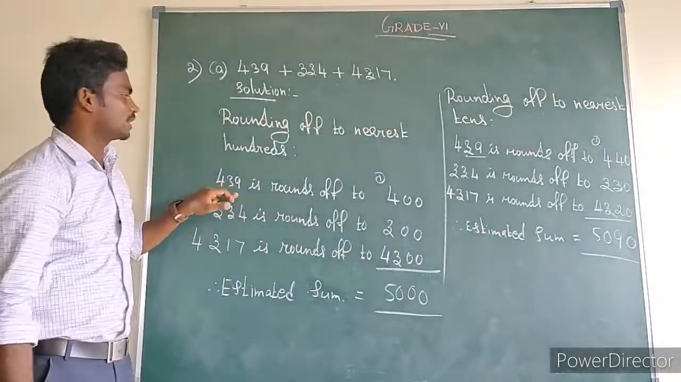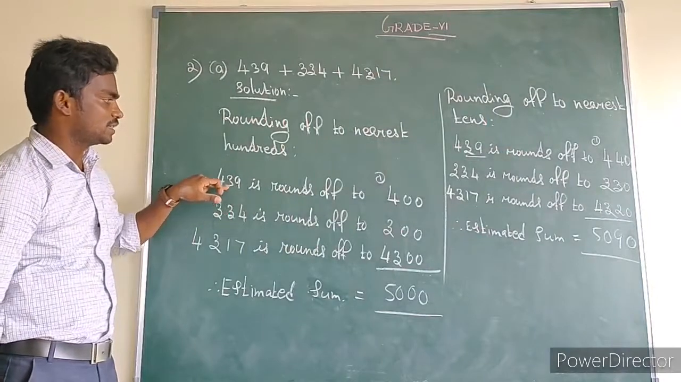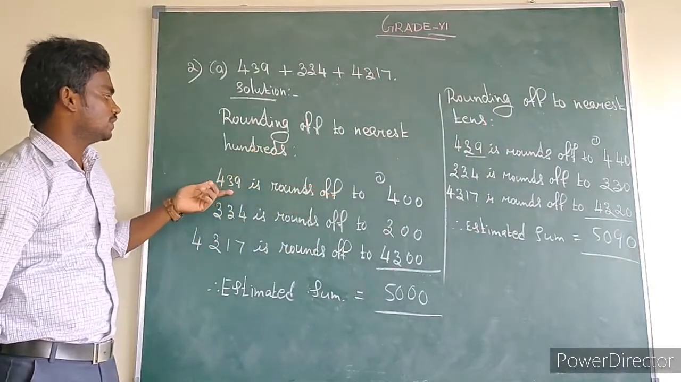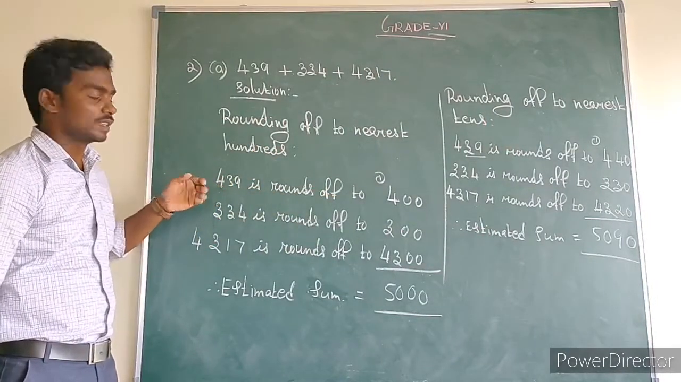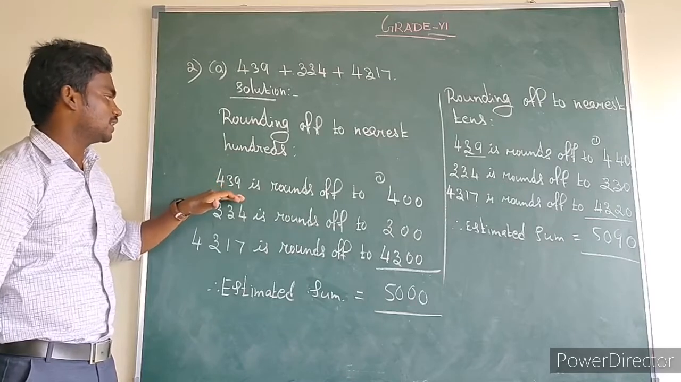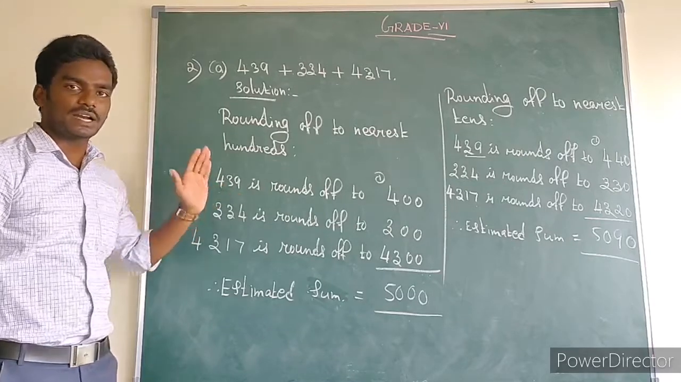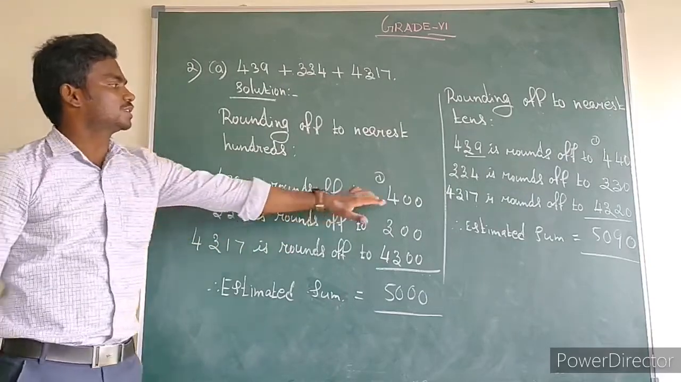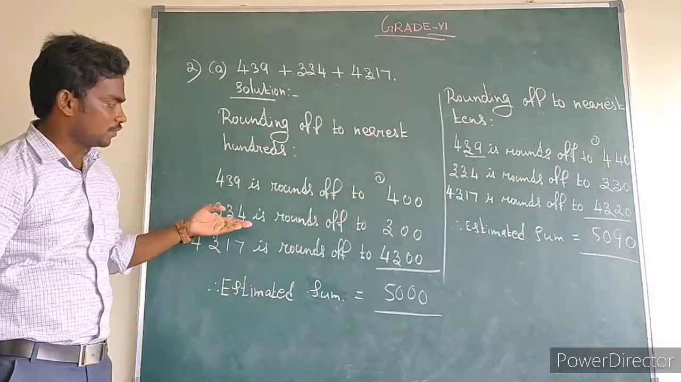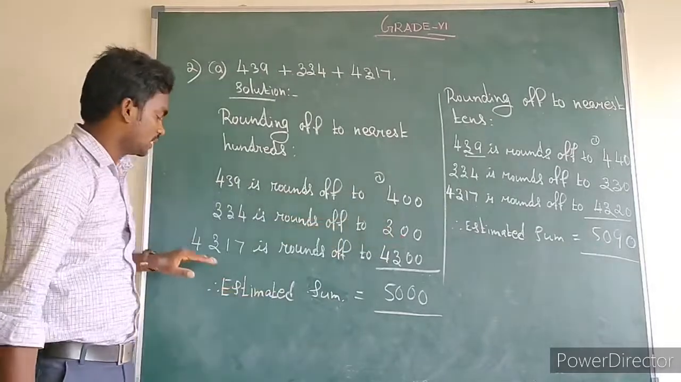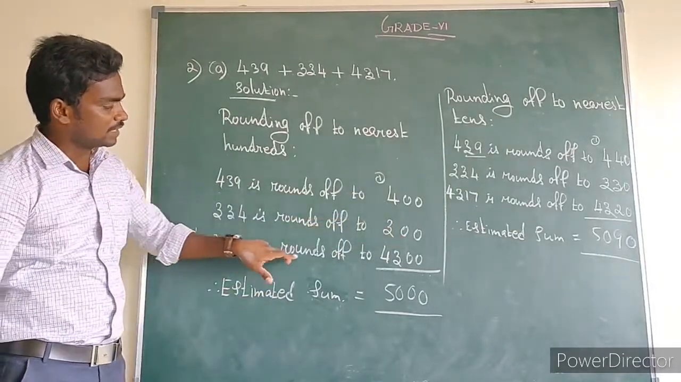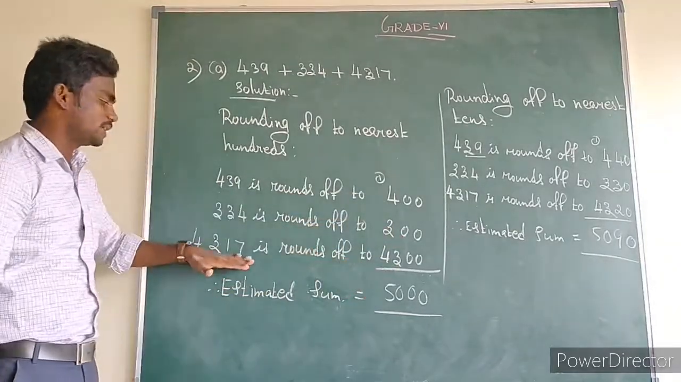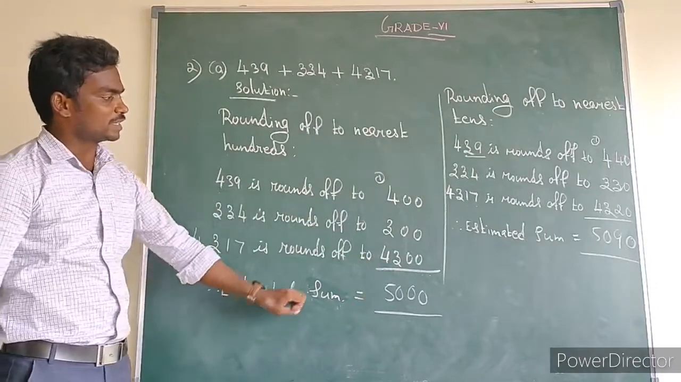First one, 439. Rounded to the nearest 100, which is the nearest value? 439 lies between 400 and 500, so 439 is closer to 400. 334 rounds to 300. Next, 4,317 rounds to 4,300, nearest 100. So the estimated sum is equal to 5,000.